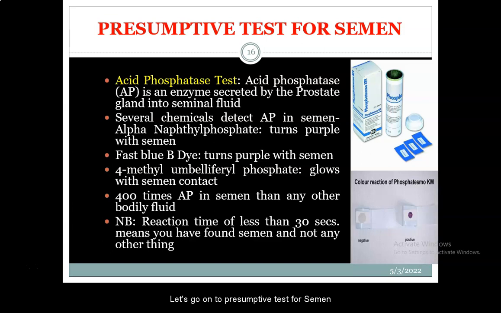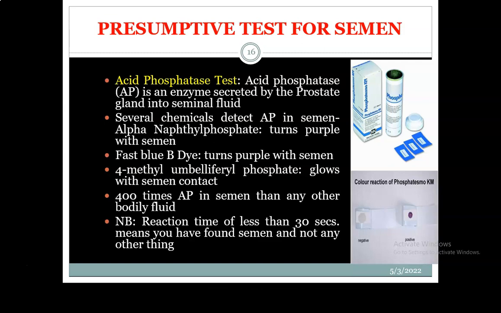So let's go on to presumptive tests for semen, another body fluid. So we have the acid phosphatase test. And this acid phosphatase is an enzyme which is secreted by the prostate gland into the seminal fluid of semen. Several chemicals detect AP in semen, and this alpha naphthyl phosphate turns purple when it comes into contact with semen. Fast blue B dye also turns purple when it comes into contact with semen.